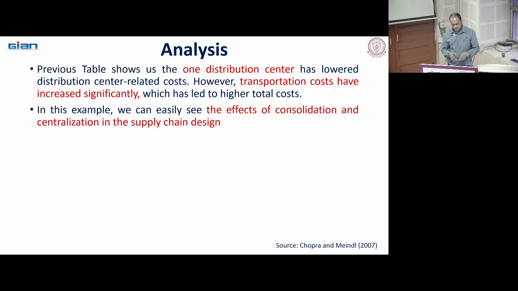In this example we can see the effects of consolidation and centralization. So what do you think, is centralization good or decentralization? What is centralization and decentralization? Centralization means one DC, decentralization means we have got 2 DC. What do you think, is centralization good or decentralization good?